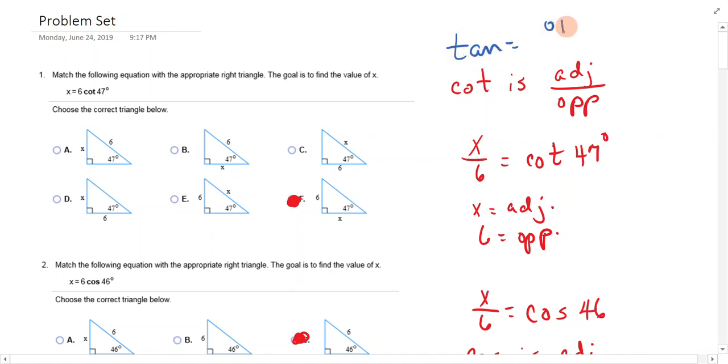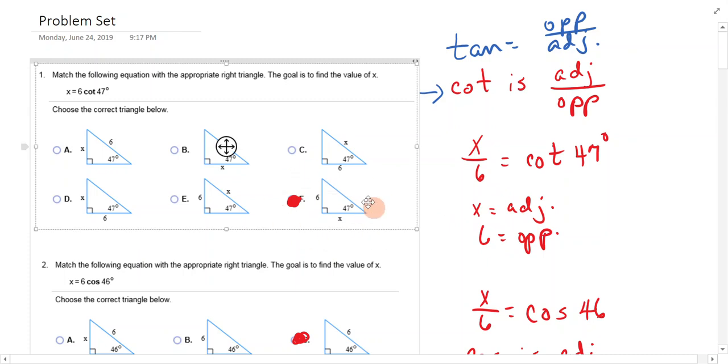Tan is opposite over adjacent. That means cotan is adjacent over opposite. We flipped it. So here's our 47 degree angle. x over 6 is cotan of 47. So we're looking for where x is the adjacent and 6 is the opposite. x is adjacent, 6 is the opposite, and the only place where that is true is right here. That's the logic for doing these.